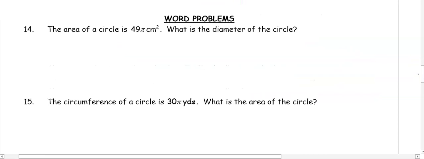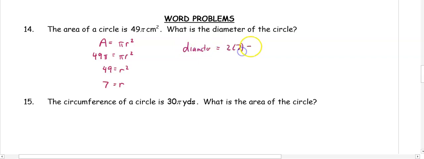So let's look at some word problems. In number 14, the area of the circle is 49 pi. What is the diameter? So in order to find the diameter, we need to know the radius. So remember, area is equal to pi r squared. So 49 pi equals pi r squared. We can divide both sides by pi, so we're left with 49 equals r squared. Take the square root, and our radius is 7. So to get your diameter then, it is 2 times the radius. So it would be 14 centimeters.